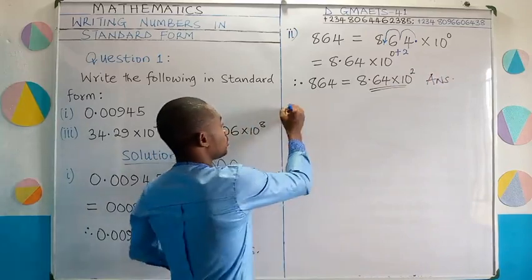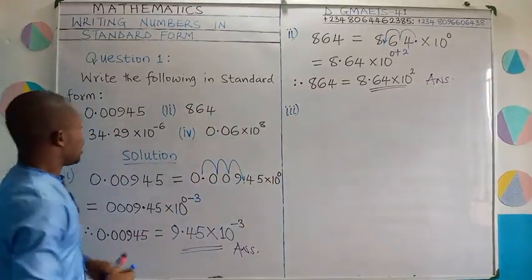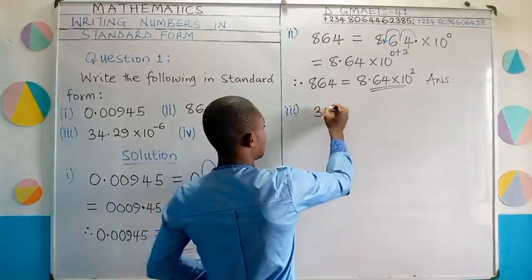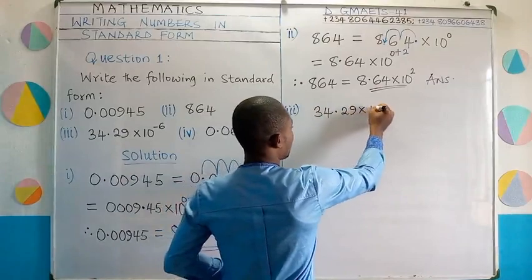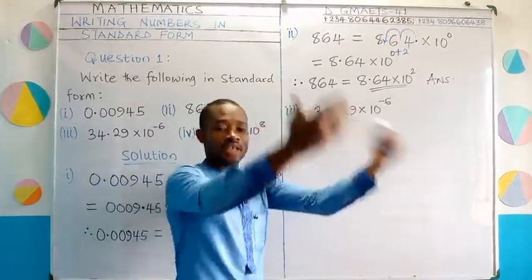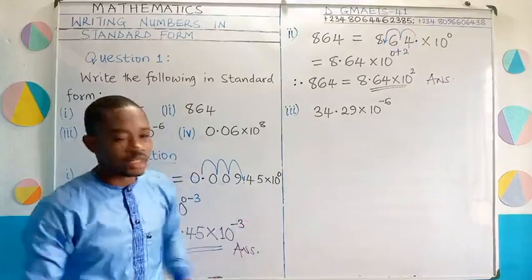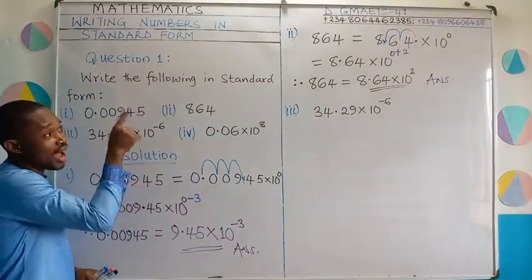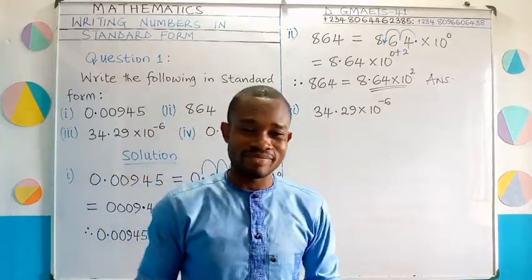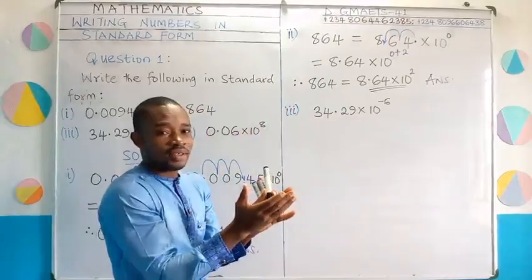This takes us to question number 1, part III. And we have 34.29 times 10 raised to the power minus 6. You see clearly that this particular number came with times 10 raised to the power something. So there is no need of multiplying this number by 10 raised to the power 0 again. I did it for questions I and II because the numbers were standing alone. Alright, we move. For this question, I will simply move my point directly.